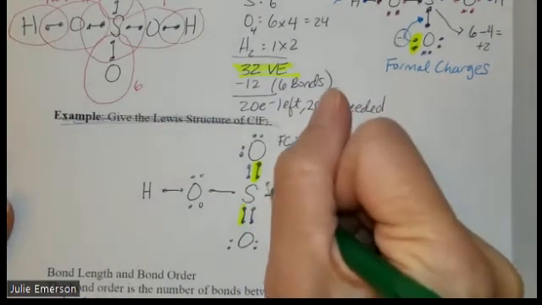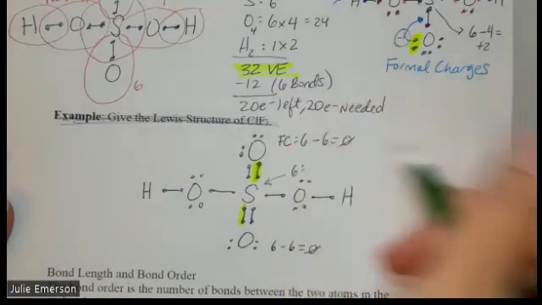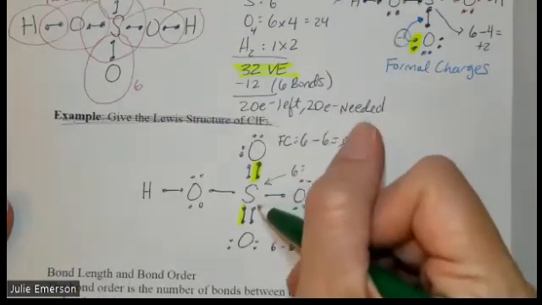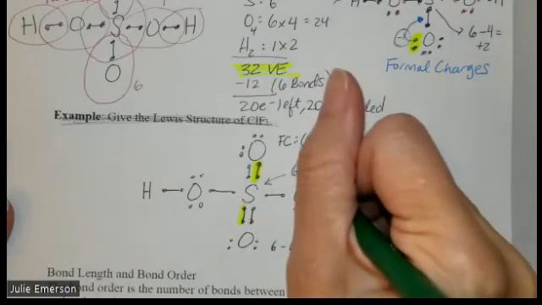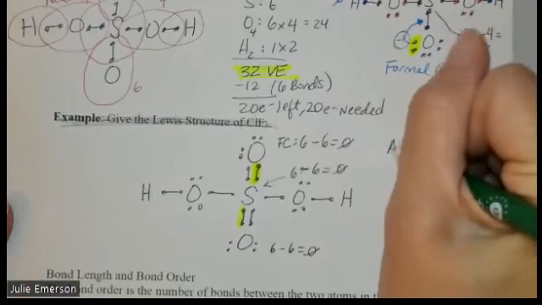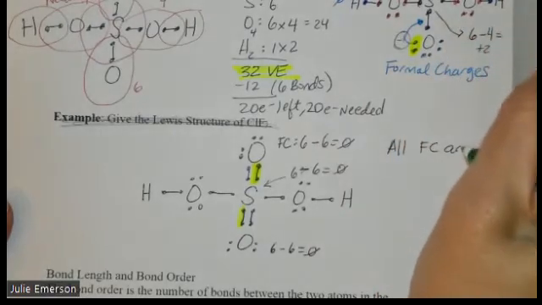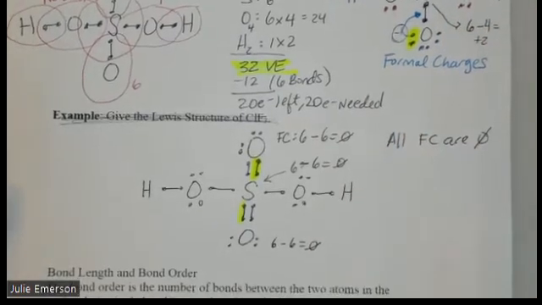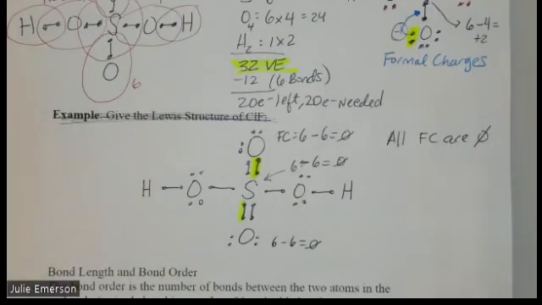Now let's look at sulfur, right? Sulfur comes in with 6 and we've assigned it 1, 2, 3, 4, 5, and 6. So 6 minus 6 also has gone to 0. So for this structure, all formal charges are now 0, which is ideal, right? We always want that. And if you looked at this structure back in intro chem, you would have been like, no, that can't be right.